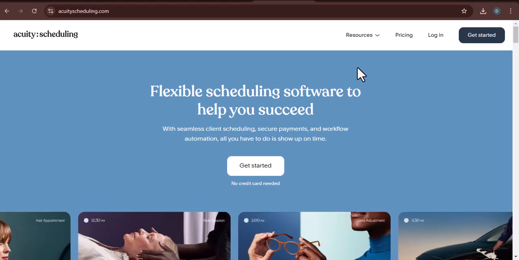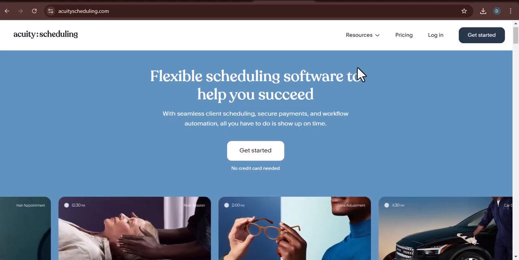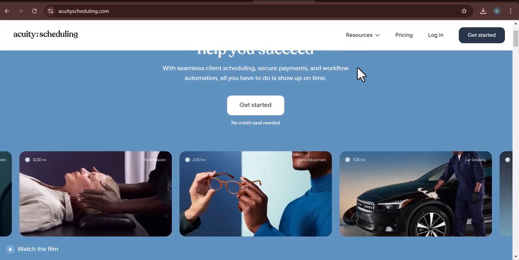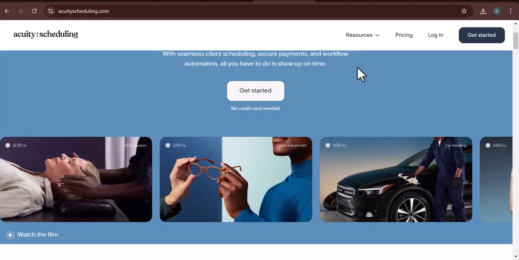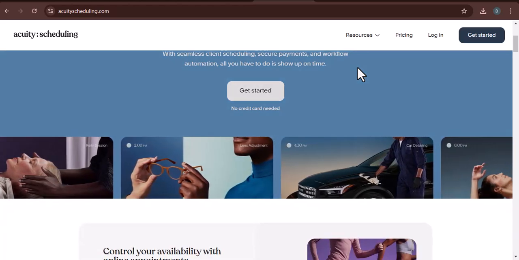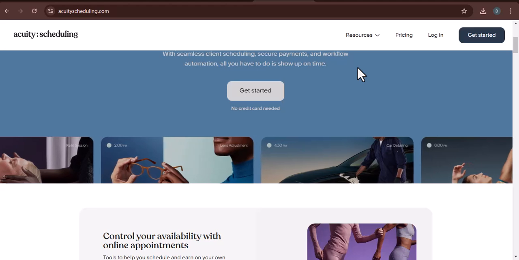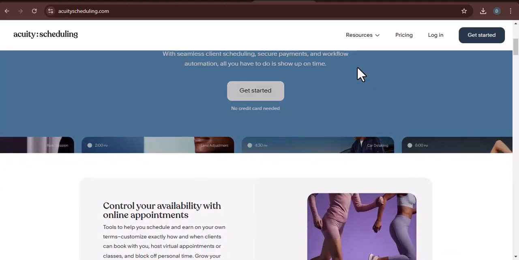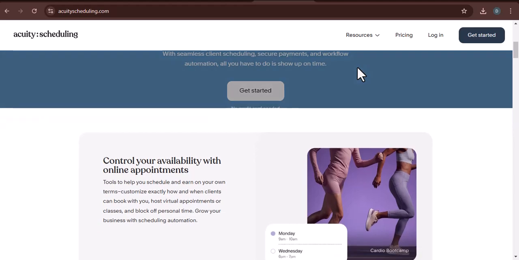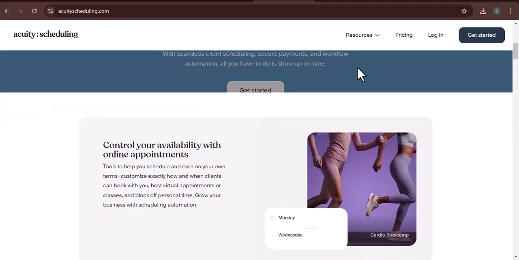Ever found yourself juggling appointment bookings and payment processing, wondering if there's a way to streamline it all? Especially when you're relying on popular tools like Acuity scheduling and PayPal. You're not alone. The question of whether these two platforms play nicely together is a common one, and frankly, it's a crucial piece of the puzzle for many small business owners, freelancers, and anyone managing appointments online.